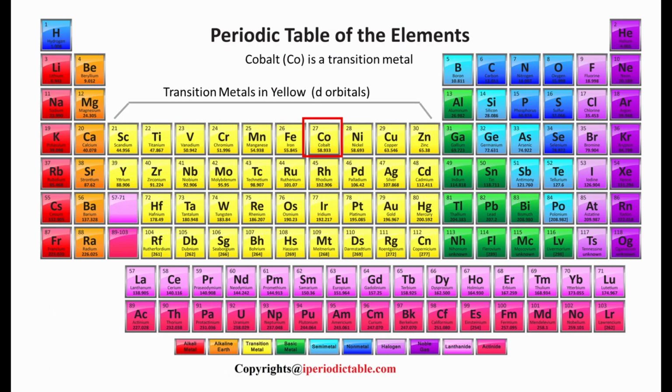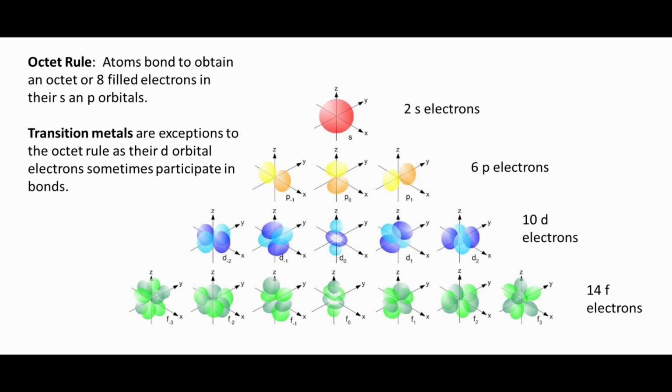What makes the cobalt material of the lithium-ion battery somewhat complicated is that cobalt is a transition metal. And although we are taught the octet rule in chemistry basics, that the valence electrons only come from the s and p orbitals, in the case of transition metals such as cobalt, the d orbital electrons can and do participate in bonding.